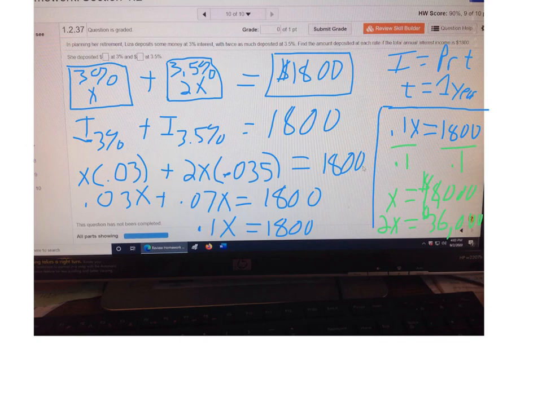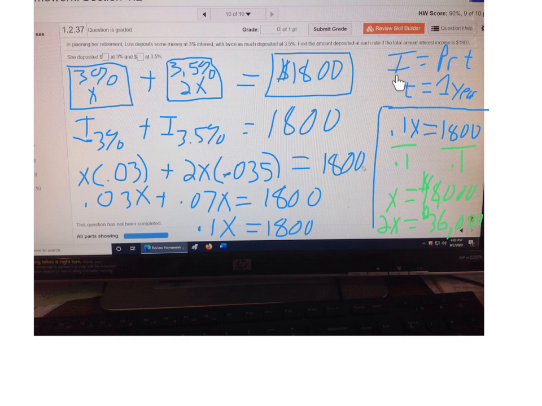Well, I saw your question in the email. I guess this is section 1.2, number 10. In planning a retirement, Liza deposits some money in a 3% account and twice as much in a 3.5% account. Find the amount in each account if she earned $1,800 in interest.